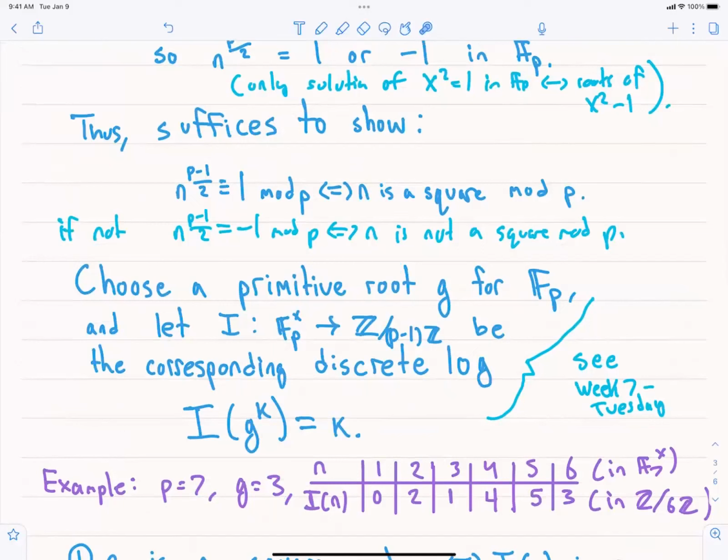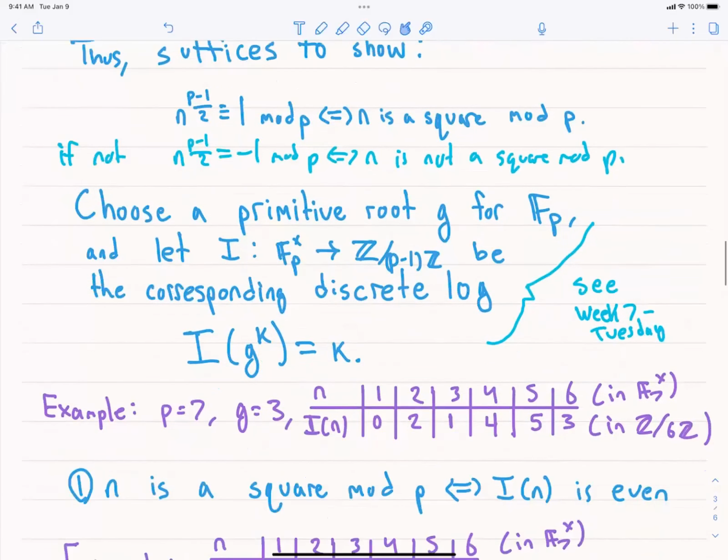So this is something we talked about on Tuesday of week 7. So if you're a little bit rusty, you might go back and look at that. But what we do is we choose a primitive root g for F_p. And then corresponding to that, we get this discrete logarithm function I that takes an element in F_p cross and spits out something in Z mod (p minus 1)Z. And it's defined by the property that I of g to the k is equal to k. So it undoes raising g to powers.